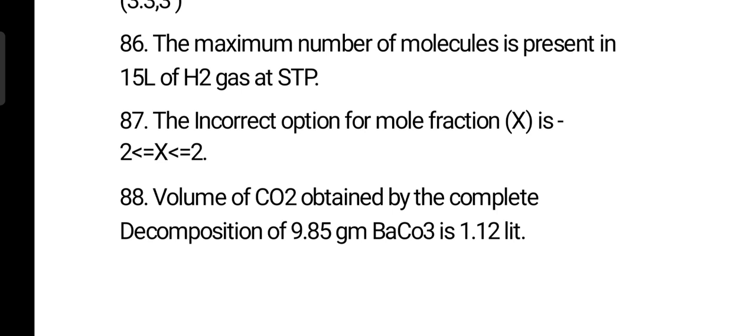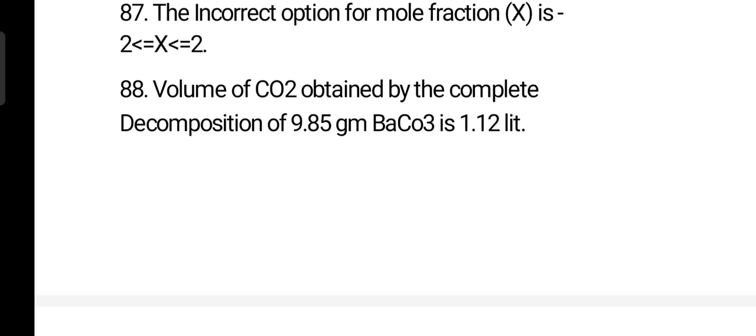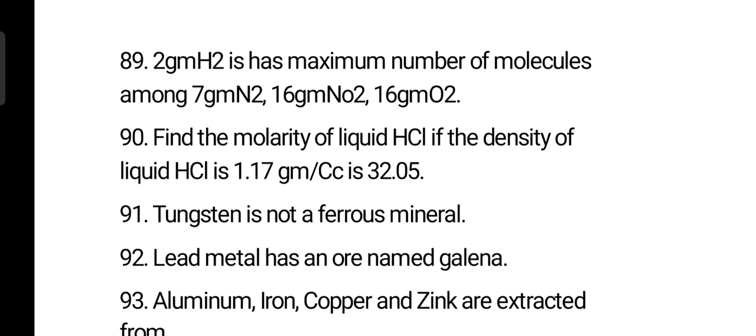Volume of CO2 obtained by complete decomposition of 9.85 gram BaCO3 is 1.12 liters. 2 gram H2 has the maximum number of molecules among 7 grams N2, 16 grams NO2, 16 grams O2.